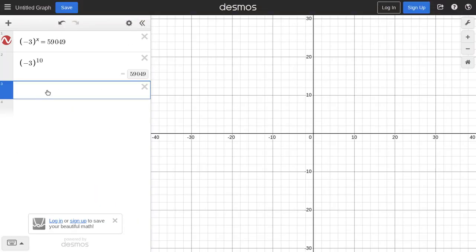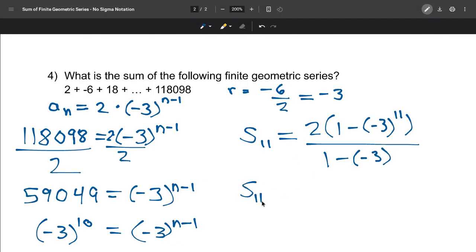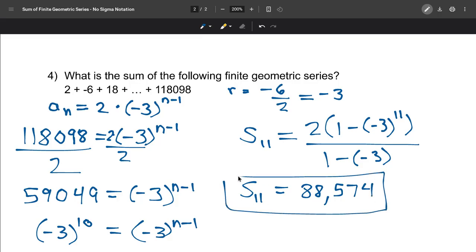Okay, so we'll do 2 times 1 minus -3 to the 11th power, and we'll divide that by 1 minus negative 3. And we get 88,574. So our last sum is 88,574. And there we go. That's our solution to the last problem.